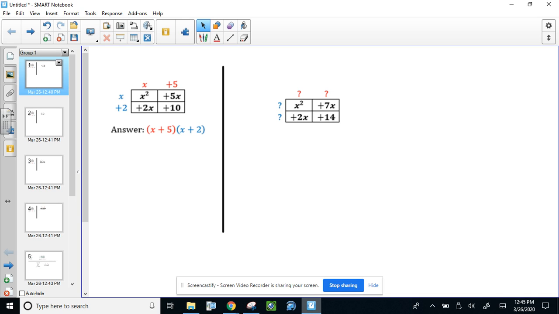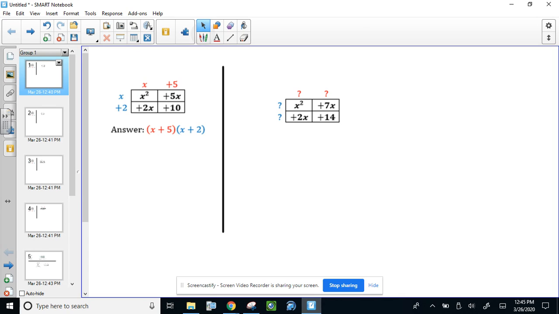Right, so now we're working on factoring using a box. We've done some greatest common factors using the box. We're going to start incorporating this, putting this all together. So today, basically greatest common factor, still working from the box.